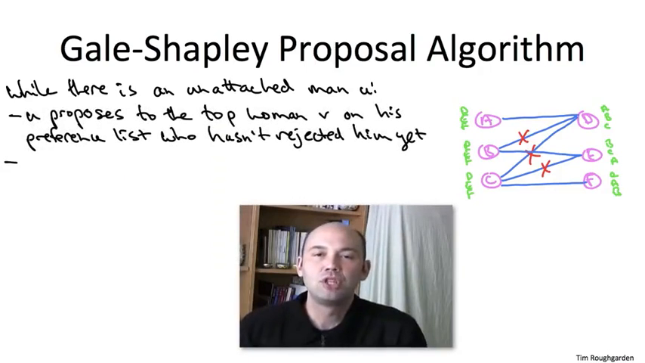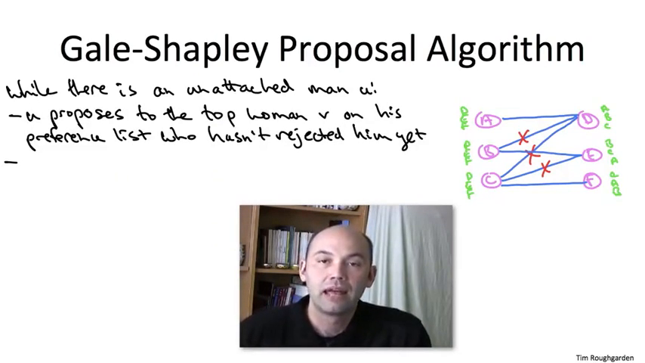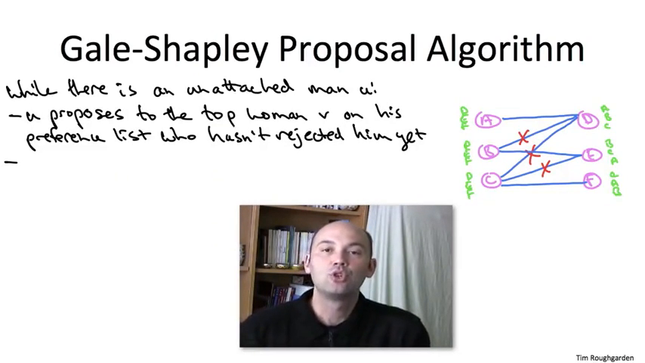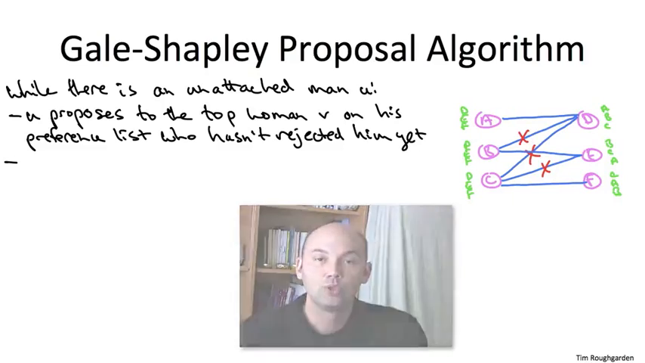Each woman then behaves in the obvious way, which is to keep track of all of the suitors, all of the men that have proposed to her, and to retain as a tentative engagement only the proposal from her favorite, that is, highest ranked suitor.